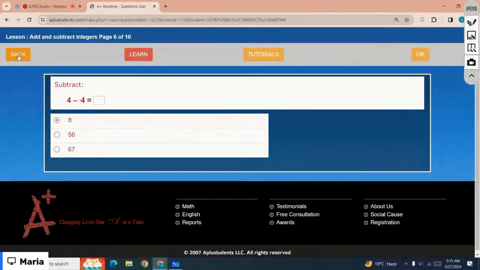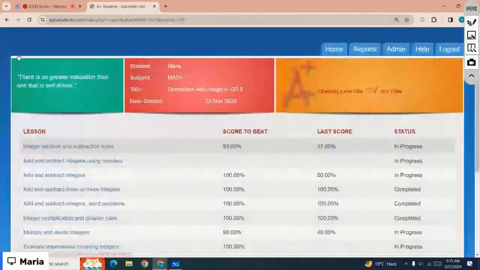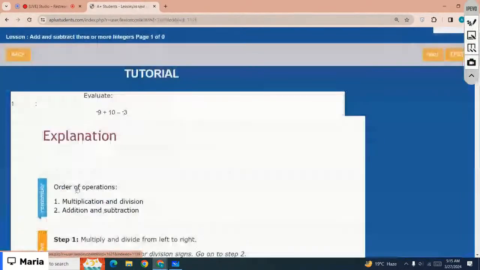Okay, you can complete the lesson by yourself later today. Let's just move on to the next lesson. The next lesson is add and subtract three or more integers. So adding and subtracting more than one integer is exactly the same way as you add, right?